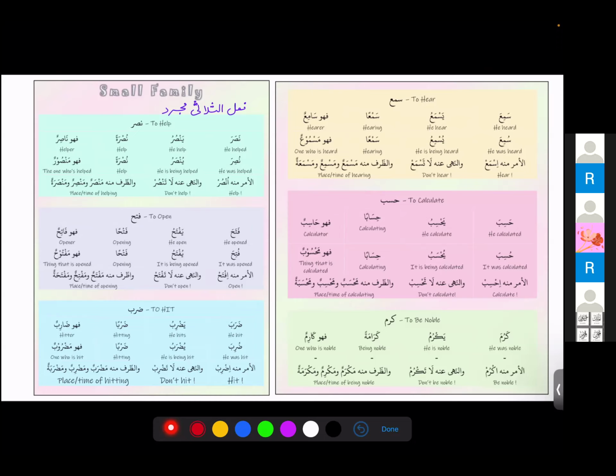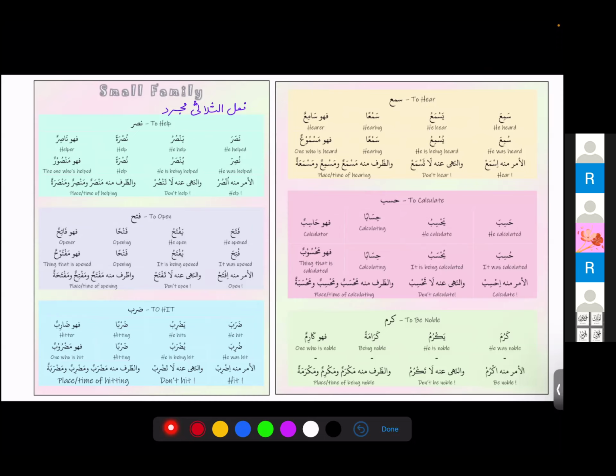Nasara Yansuru, Fataha Yaftahu, Daraba Yadribu, Samiya Yasma'u, Hasiba Yasibu, Karuma Yakrumu. Very good. So these are the 6 clans of family 1. And why we call them Thalathi Mujarrad? Because only 3 letters are there. Yeah, exactly. So in only the Madhi version.